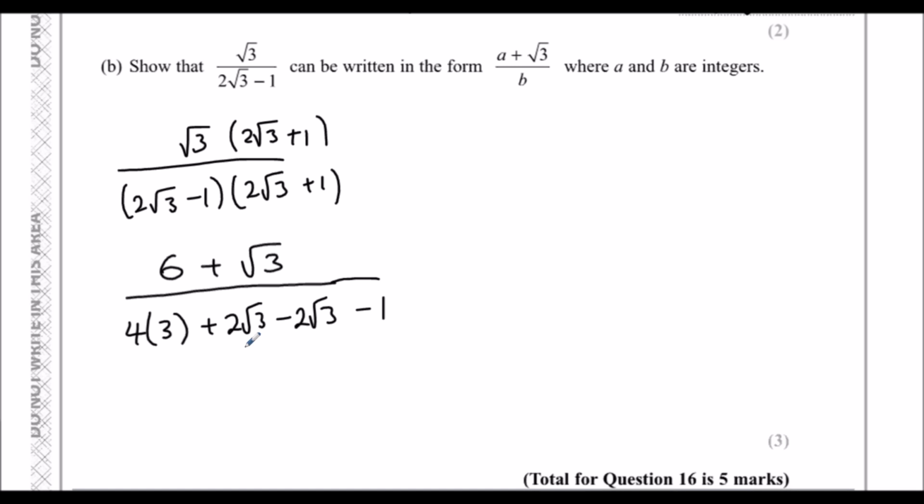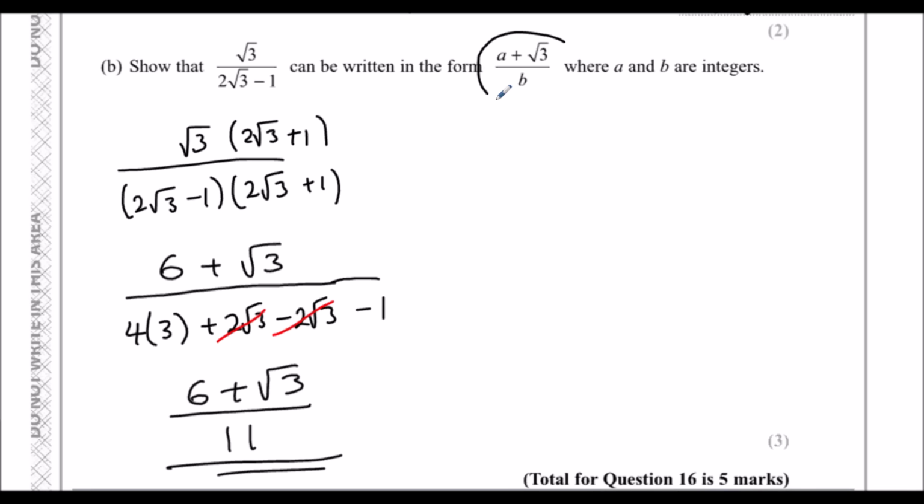So now on the bottom, we've got 2 root 3, take away 2 root 3, which is nothing. So we've just got 6 plus root 3 on top, and we've got 12 take away 1, which is 11 on the bottom. And that's the form we wanted. So A is 6, B is 11.